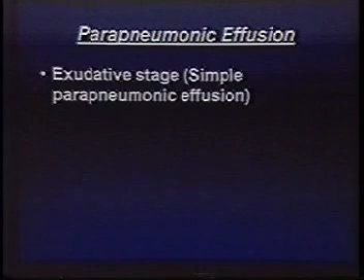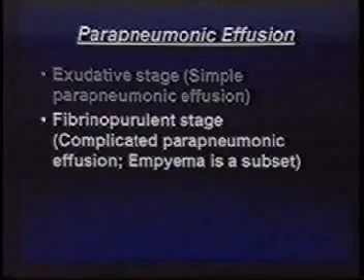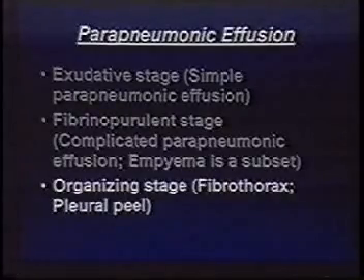Parapneumonic effusions develop in 3 sequential stages, the first of which is the exudative stage, or the simple parapneumonic effusion. This is followed by the fibrinopurulent stage, or complicated parapneumonic effusion, of which an empyema is a subtype. And finally, the organizing stage, or fibrothorax, or pleural peel.